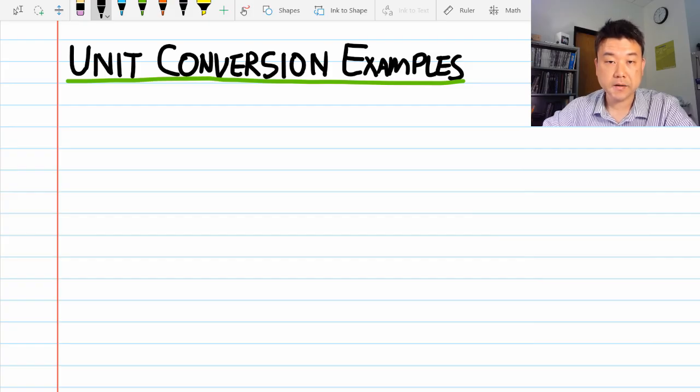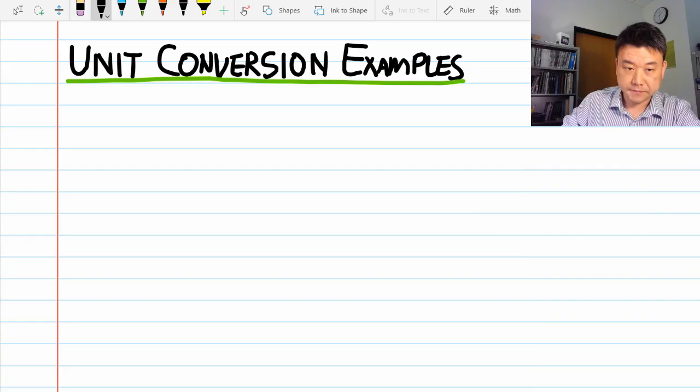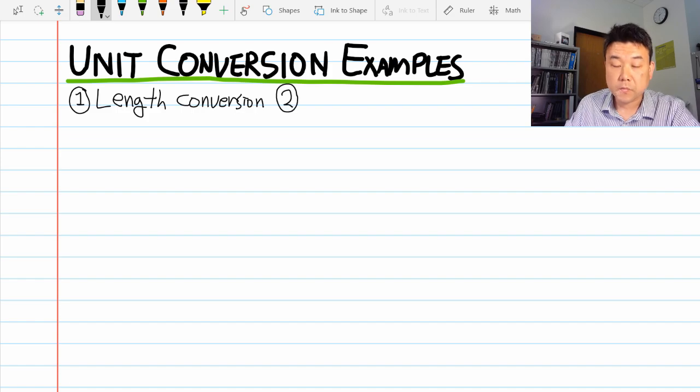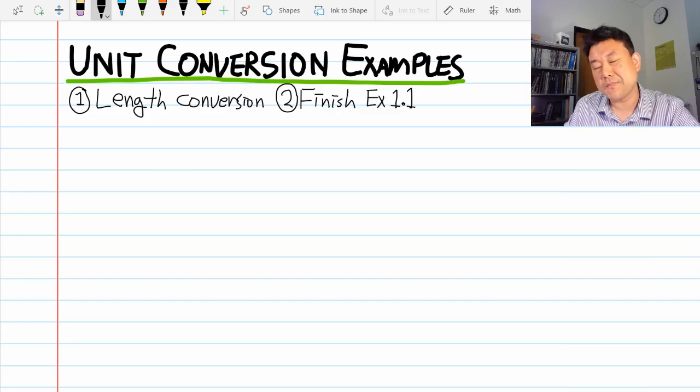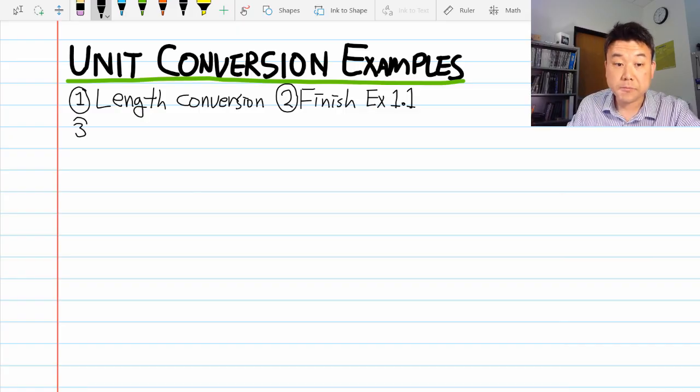Alright, let's get started. We are going to work out three different examples. The first example will be length conversion. For the second example, we will finish up example 1.1 that's in the textbook. Well, by finish, I mean there was a calculation that I wish they did, but they didn't, so I'm going to do it. For the third example, we are going to do conversion of miles per hour to meters per second.